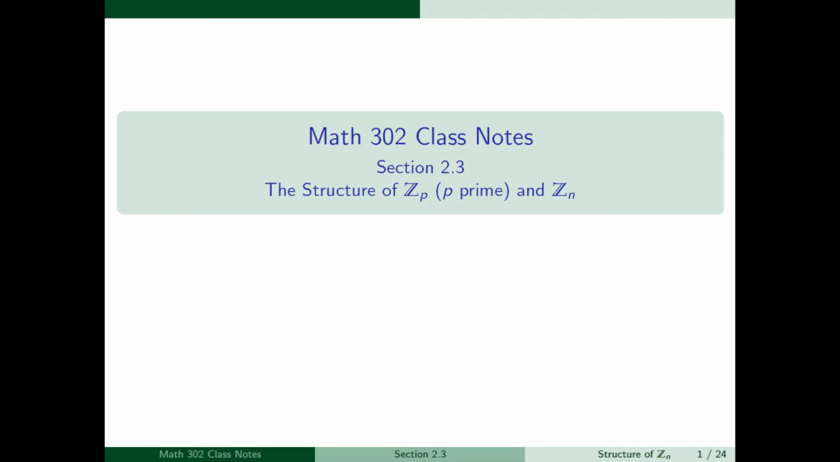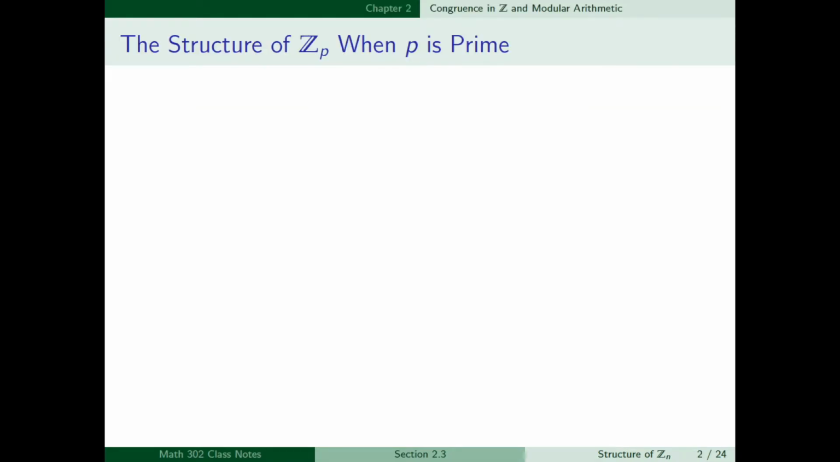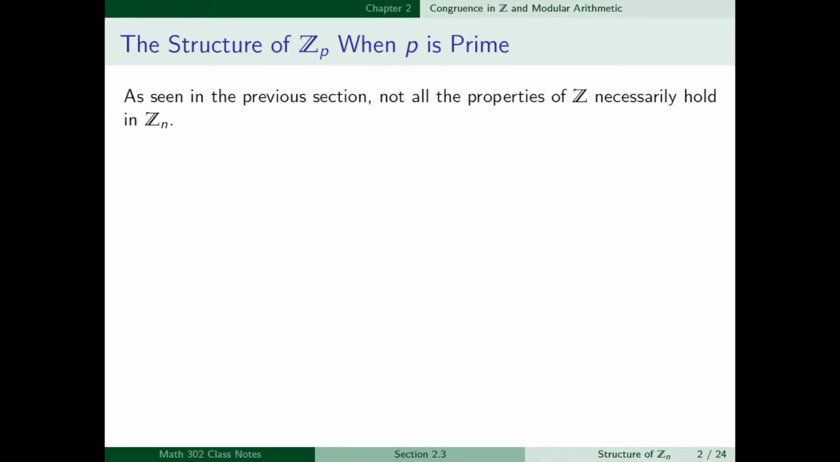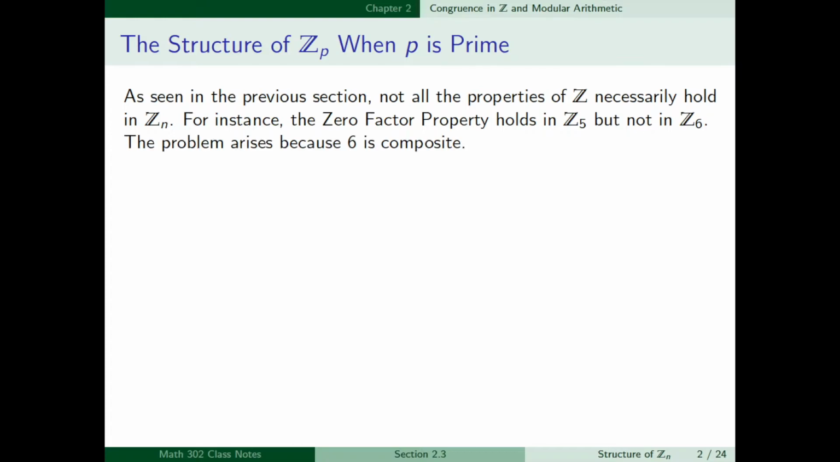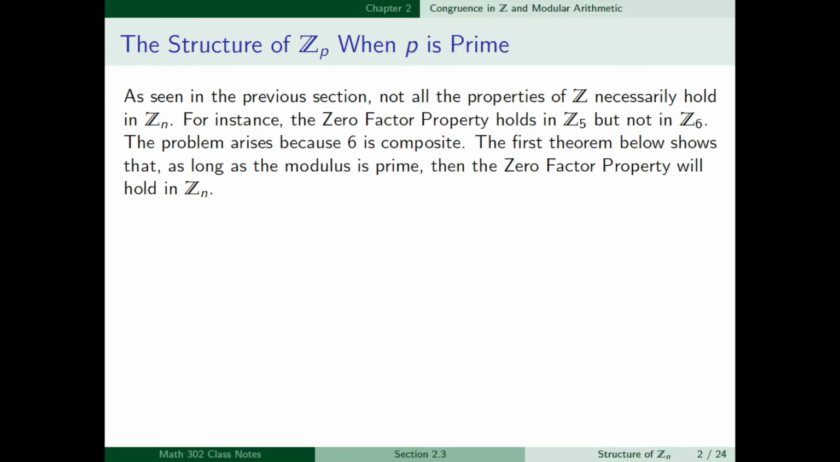This is the lecture for section 2.3, the structure of Z sub p when p is prime, and Z sub n. So we'll first look at the case when p is prime. As seen in the previous section, not all the properties of Z necessarily hold in Z sub n. For instance, the zero factor property holds in Z sub 5, but not in Z sub 6. The problem arises because 6 is composite. The first theorem below shows that as long as the modulus is prime, then the zero factor property will hold in Z sub n.